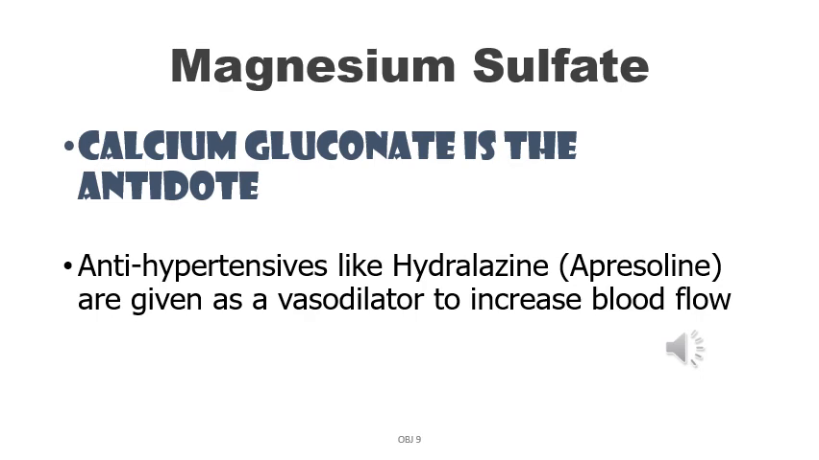So when a patient's on mag sulfate, we always have calcium gluconate at the bedside and ready to be given immediately if we suspect a toxic level of it. We'd also use antihypertensives like hydralazine or Apresoline as a vasodilator to increase blood flow. Remember, mag sulfate is not an antihypertensive.